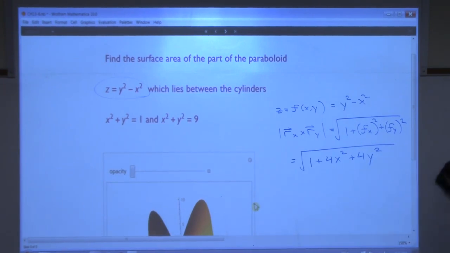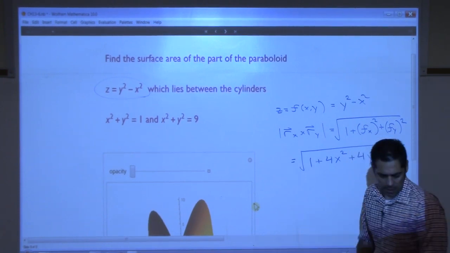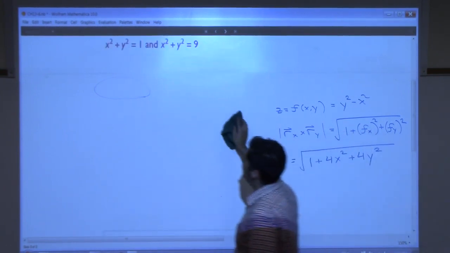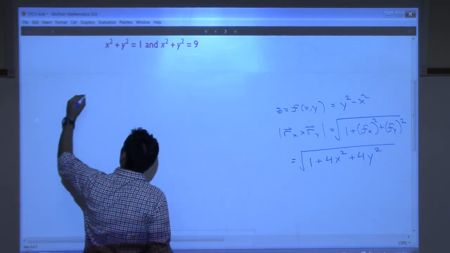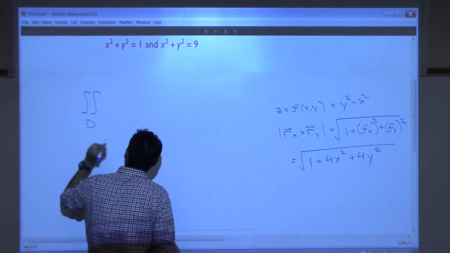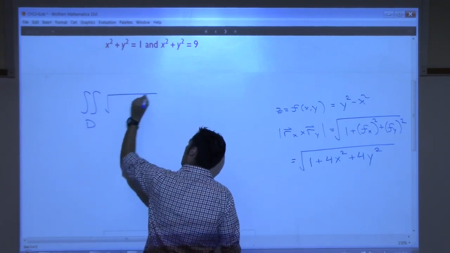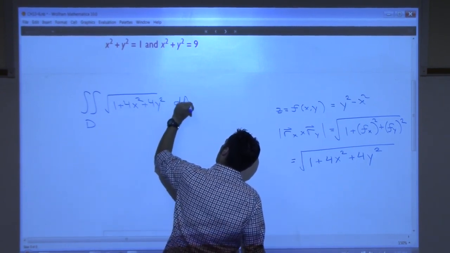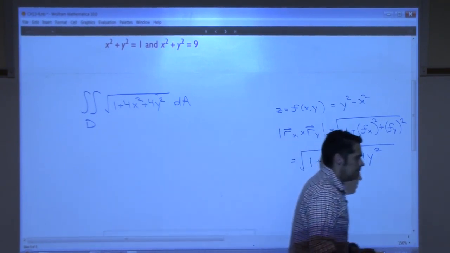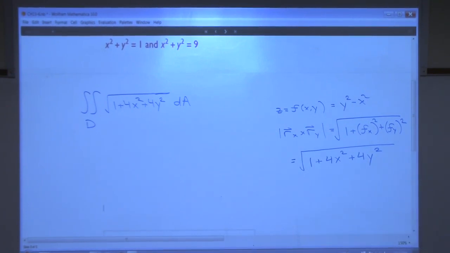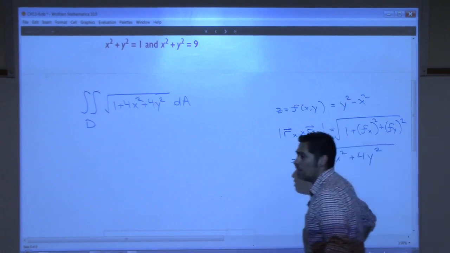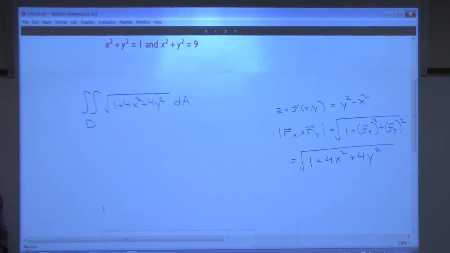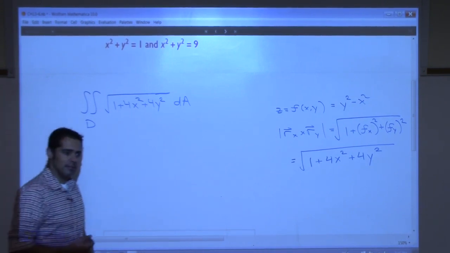All right, so let me get to where I want to set up the double integral. So I'm at this point right here. I'm trying to set up the double integral over some region D of this with respect to area. Now, I need to be able to come up with the appropriate restrictions on x and y so that I get just that part that got chopped off by the cylinders. How do you reckon we do that?